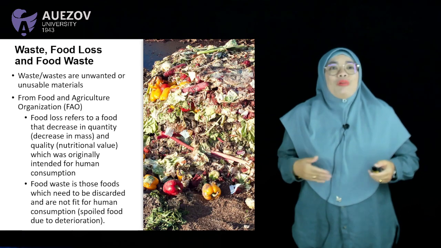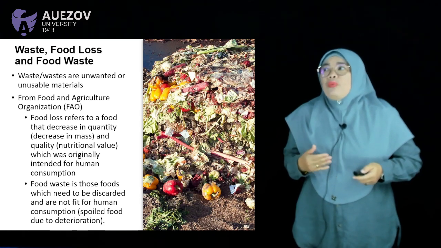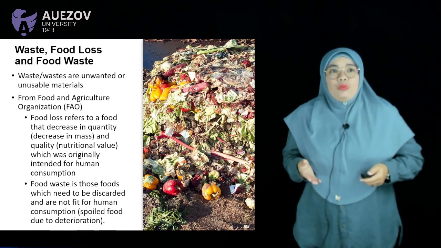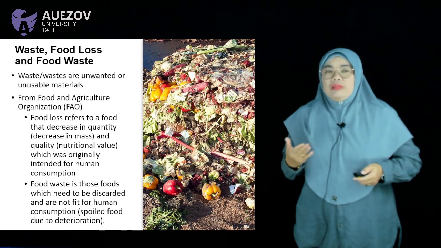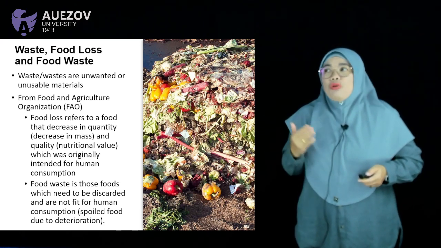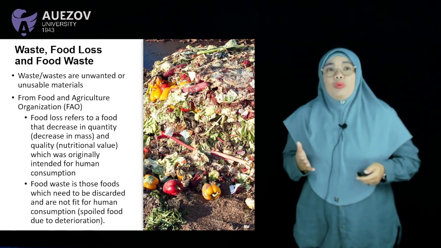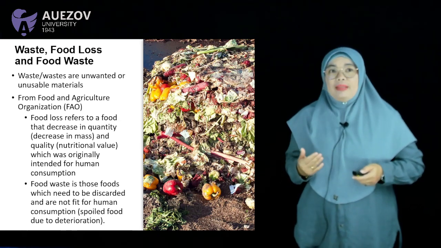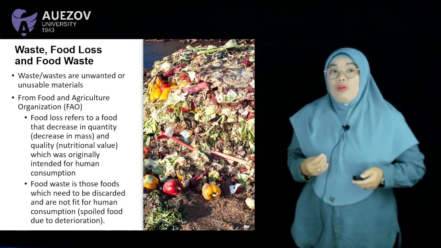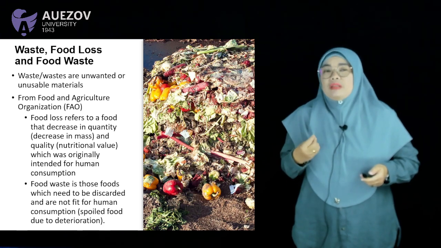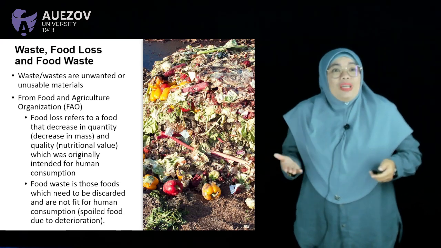Let's look in detail at the terminology of waste, food loss, and food waste. What does it mean? Waste are unwanted or unusable materials, and these wastes can be food waste. Food waste, based on the Food and Agriculture Organization, is divided into 2: food loss and food waste. Food loss refers to food that decreases in quantity, which means they decrease in mass, and quality, the nutritional values, which was originally intended for human consumption. While food waste is food which needs to be discarded and is not fit for human consumption, meaning that it's spoiled food. We cannot eat it anymore, right?